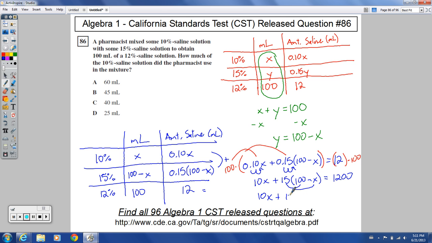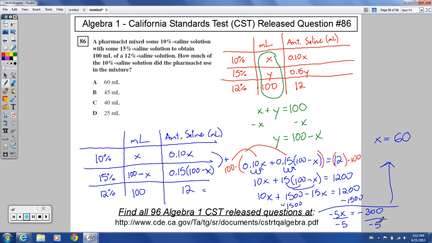I have 10x plus 1500 minus 15x equals 1200. Subtract 1500 from both sides. That leaves you with 10x minus 15x, which would be negative 5x, and that would equal negative 300. If you divide both parts by negative 5, you get your answer for x at least. So x equals, negative divided by negative makes a positive, and 300 divided by 5, 30 divided by 5 is 6, so 300 divided by 5 is 60. This would be 60 milliliters.